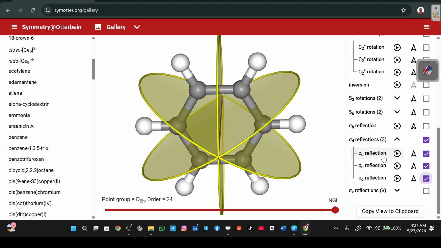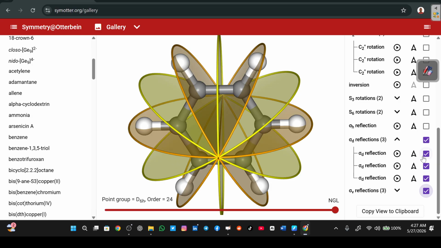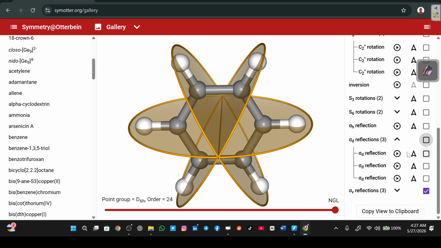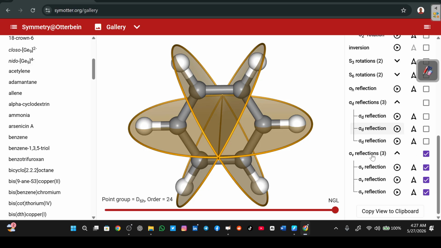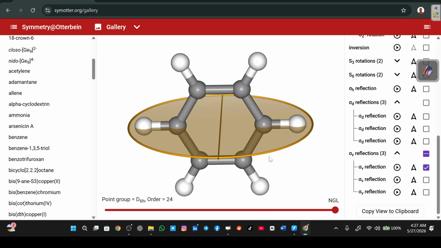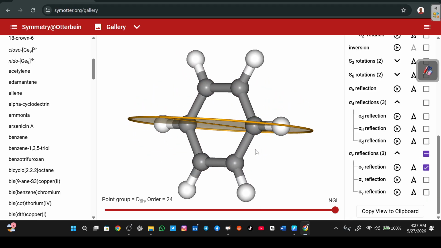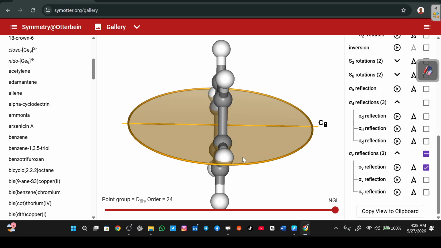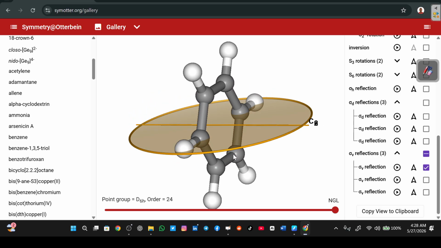And then also we are saying it has 3 sigma V's. I want to indicate the sigma V's. So the sigma V's are here. Let's indicate them one by one. It has the first sigma V as these. So that's the first sigma V. That's how you visualize it.